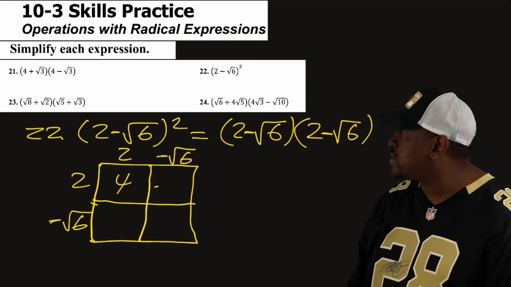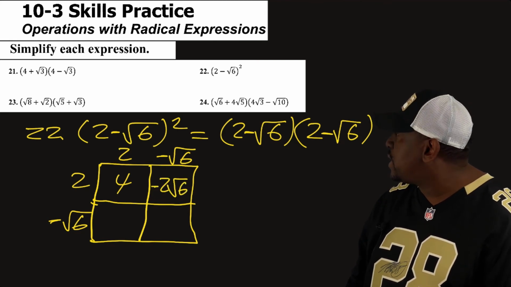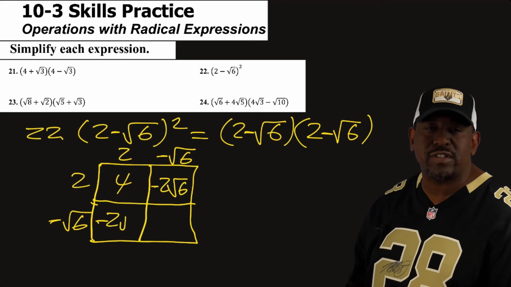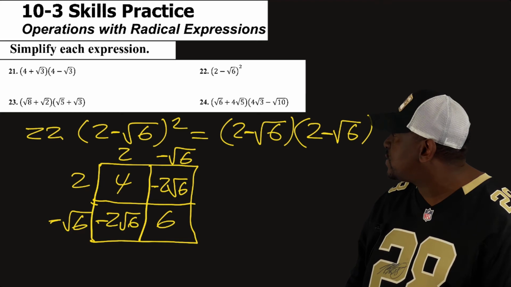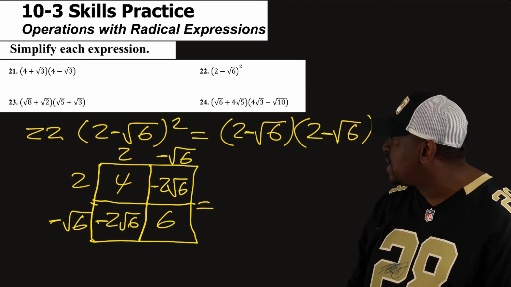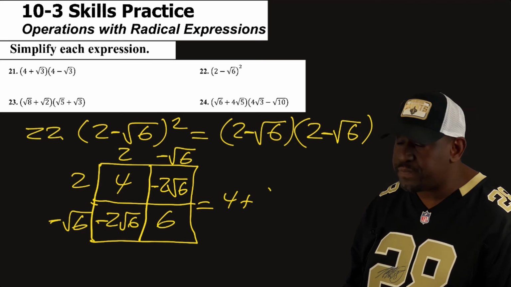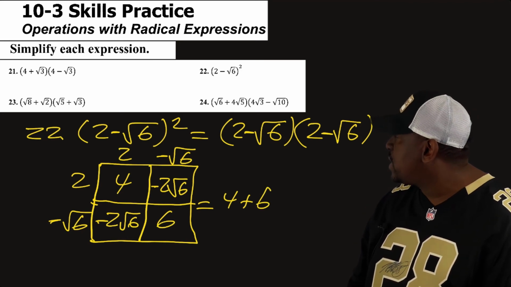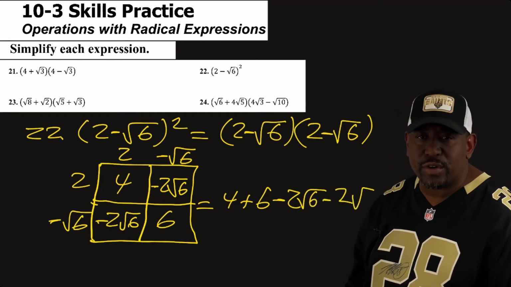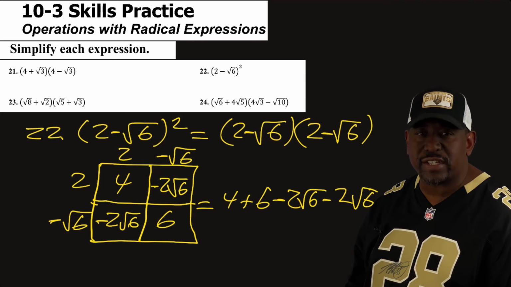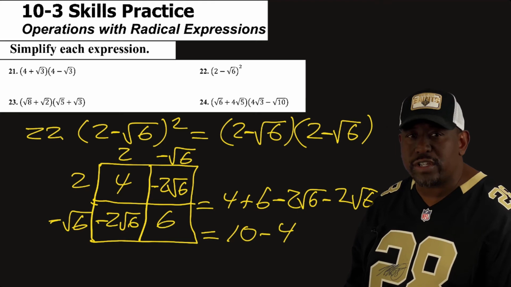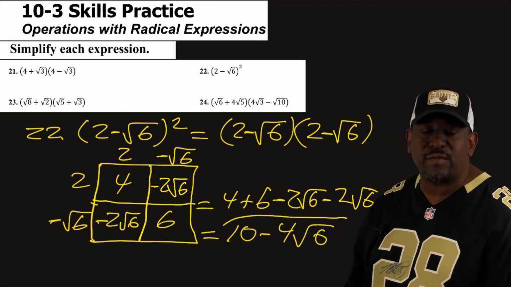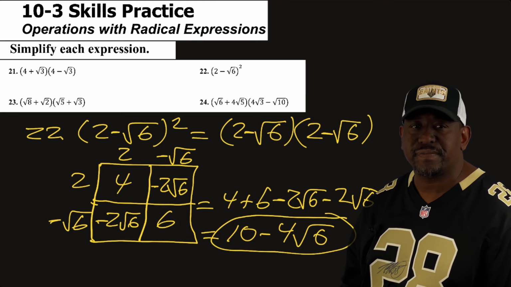We get each of the products. 2 times 2 is 4. 2 times negative square root of 6 is negative 2 times the square root of 6. 2 times negative square root of 6 is negative 2 times the square root of 6. Negative square root of 6 times negative square root of 6 is 6. We combine the like terms. We first want to write each of them. The like terms will be 4 plus 6. Then we have negative 2 times the square root of 6 minus 2 times the square root of 6. We combine the like terms, and we'll be left with 10 minus 4 times the square root of 6. And that is our final simplified answer. So there we go.